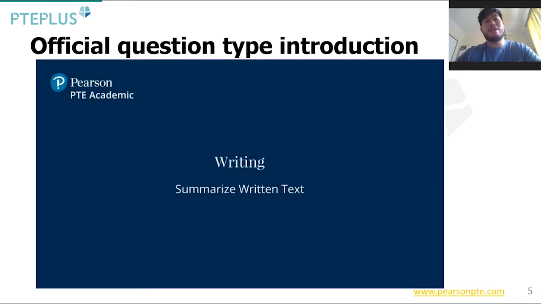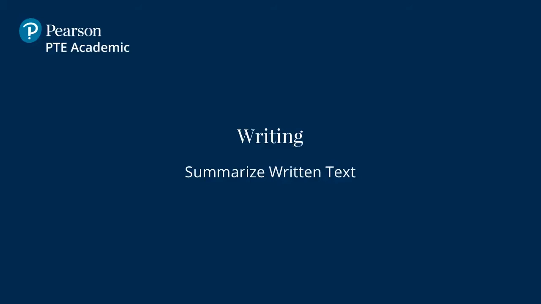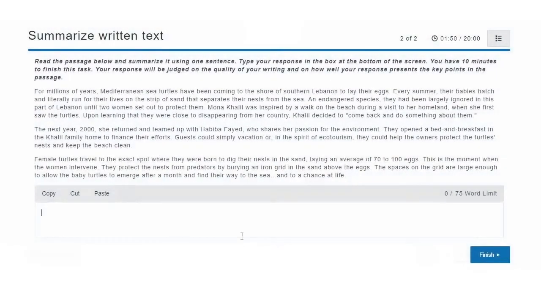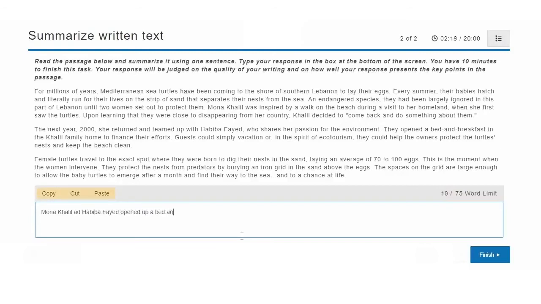Okay, so now let's have a look at the official question type introduction from PTE. Summarize written text. For this item type, you need to write a summary of the text in 1 sentence. You have 10 minutes to write your summary. Your word count at the bottom of the screen counts the number of words you write. There are also cut, copy, and paste buttons, which you may use while constructing your summary. Make sure to include the main points of the reading passage in a full single sentence.